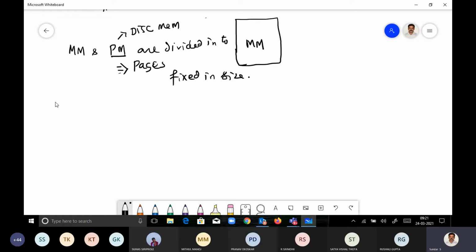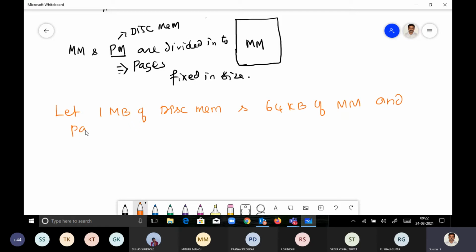For example, just for explanation's sake, let us take 1 megabyte of disk memory and 64 kilobytes of main memory. Originally, this will be in megabytes and this will be in gigabytes, but just for understanding's sake, let me take this. And a page size of 4 kilobytes.